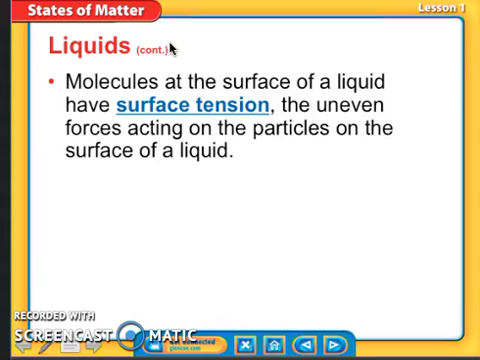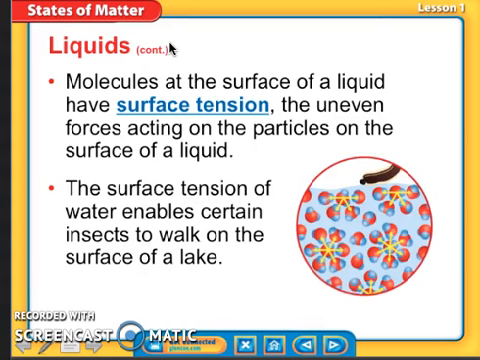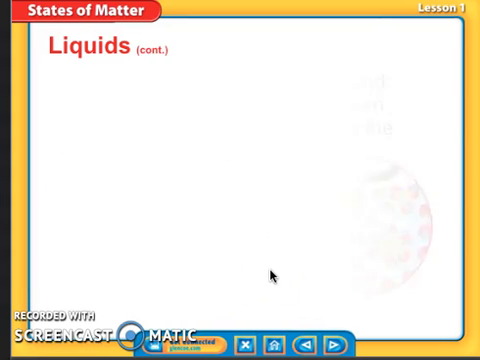Now, molecules at the surface of a liquid have something called surface tension. This is your next word. This is the uneven forces acting on the particles at the surface of a liquid. So here's a picture. That's a little spider's leg. Some spiders and insects can walk across the water because of the surface tension, which enables certain insects to walk on the surface because of the way they're pushing up. Okay, there's uneven forces. See how the particles lower down have particles all around them? Here they get flat because it's the top of the water. The insect's able to balance on that because they're not heavy enough to sink.